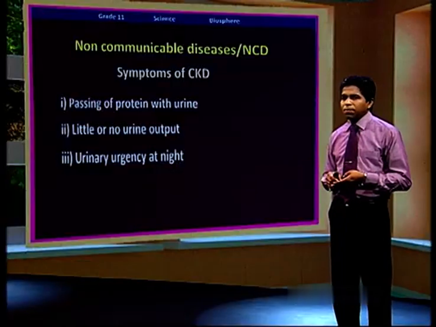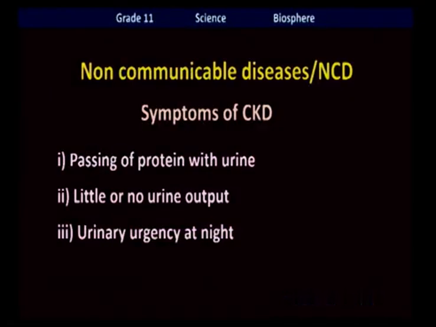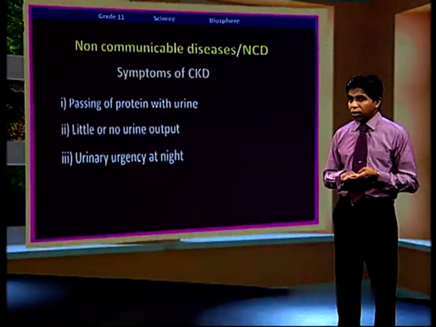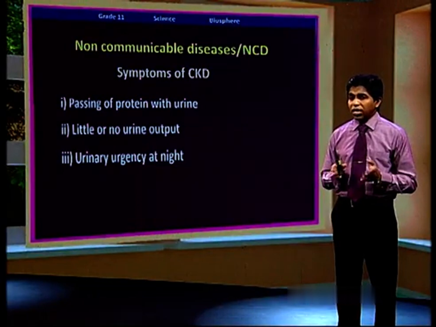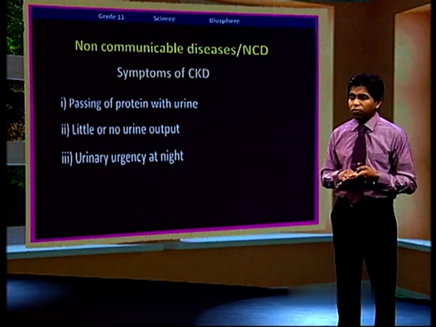Let's see what the symptoms of CKD or chronic kidney disease are. Number 1, passing of protein with urine. Your urine should not contain any protein. A healthy person's urine should not contain protein, because, as you have learned under the excretory system, protein cannot pass through the nephron, through the glomerulus. But due to CKD, protein can be present, so when they pass urine, foam forms due to the presence of protein.